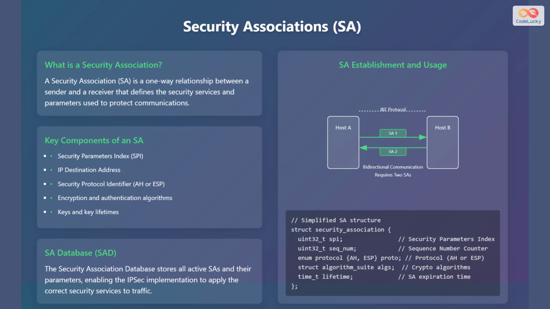The Security Association Database, or SAD, stores all active SAs and their parameters, enabling the IP security implementation to apply the correct security services to traffic. Bidirectional communication requires two security associations. To establish and maintain security associations, Internet Key Exchange Protocol is used. A simplified security association structure contains Security Parameters Index, Sequence Number Counter, Protocol Type, Cryptographic Algorithms, and Security Association Expiration Time.